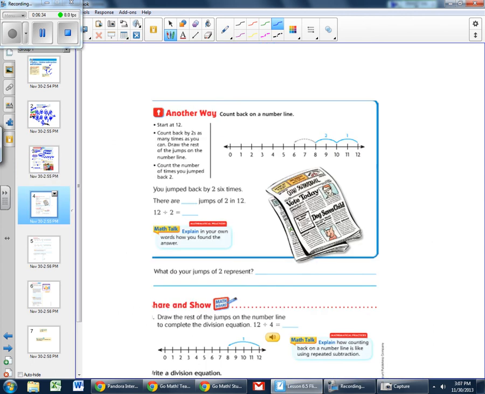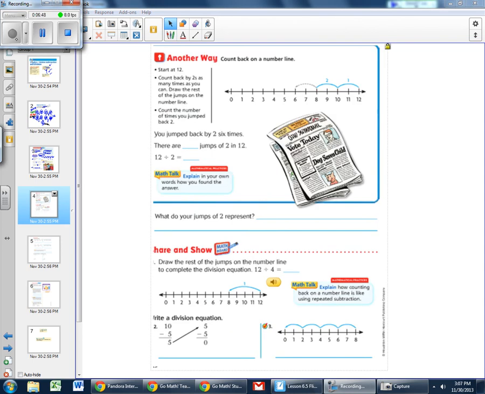Okay, another way you can do this, looks like part of my page got moved off here. Another way you can do this is to count backwards on a number line. Okay, so you're going to start at 12, because that was the total number that they brought in. Count back by 2's as many times as you can, and labeling them as we go. Okay, so we're going to count back by 2's.